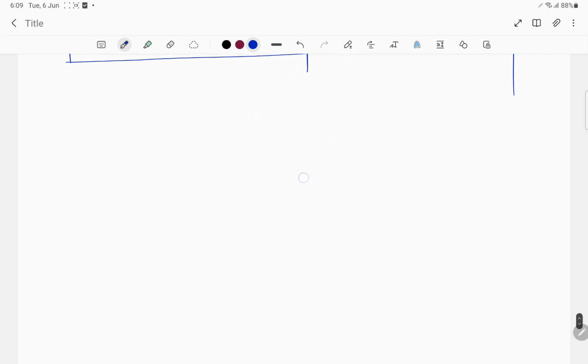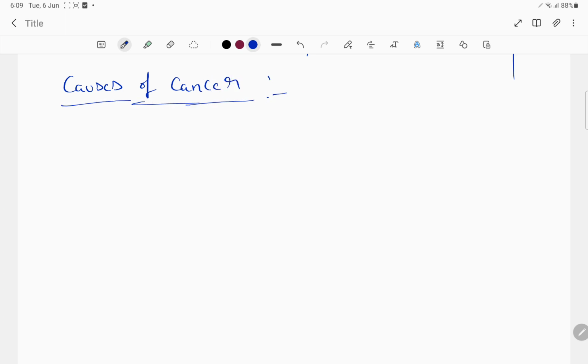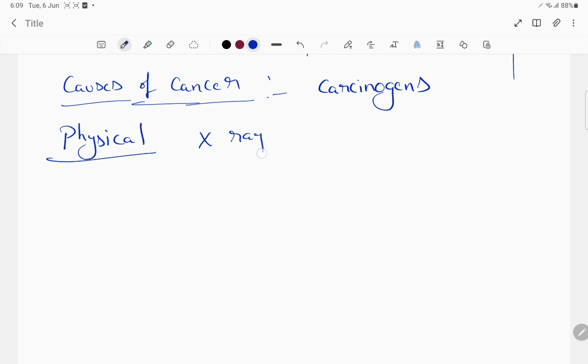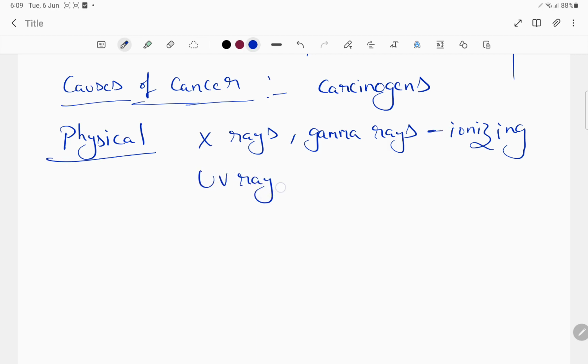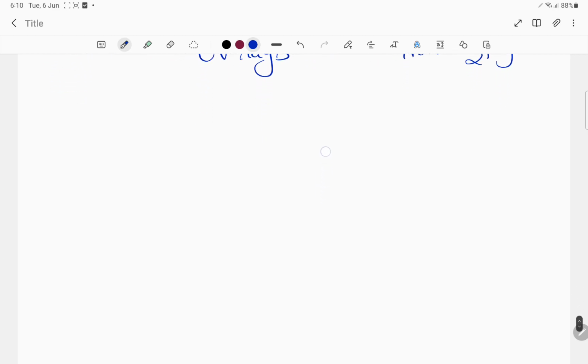So let's see the other thing, causes of cancer. Mainly the neoplastic transformation is caused by carcinogens. Whatever things cause cancer, we call them carcinogens. We have physical carcinogens, such as X-rays and gamma rays. These are ionizing. Coming to the non-ionizing, we have UV rays. They will damage the DNA, and that's how it leads to cancer.